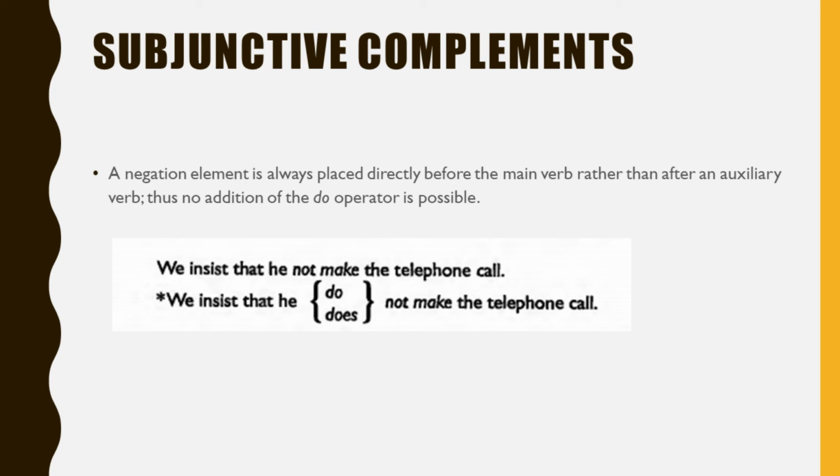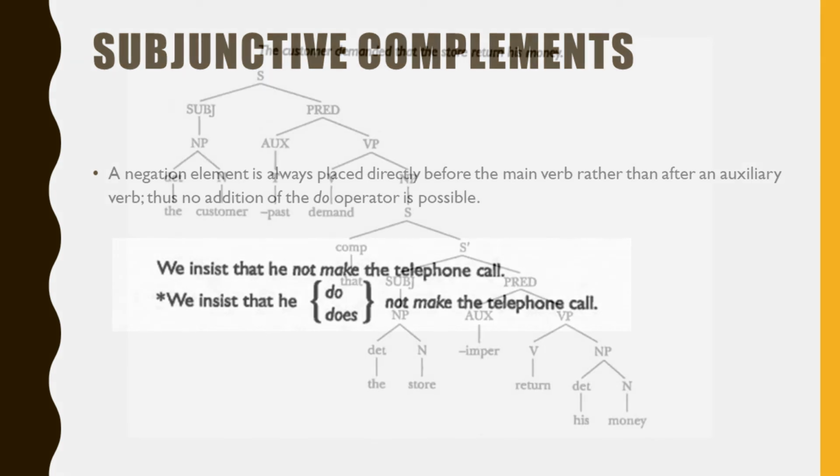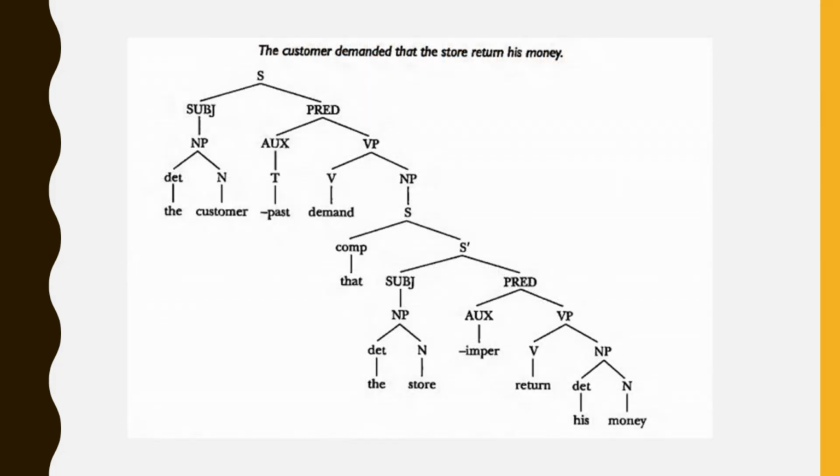For example, we insist that he not make the telephone call instead of we insist that he do or does not make the telephone call. Without present or past tense in the clause, it should be clear that our expansion rule for auxiliary will have to allow for the possibility of a tenseless auxiliary node. Fortunately, we already have such a possibility in the imperative option for imperative sentences, which also lack tenses.